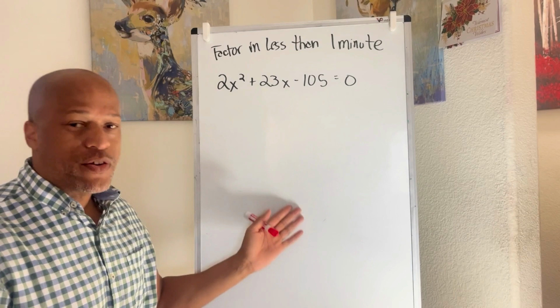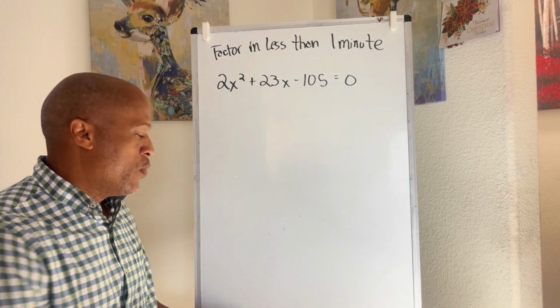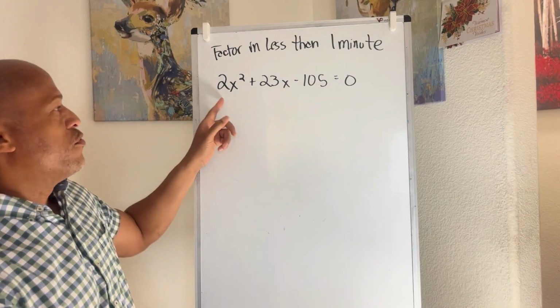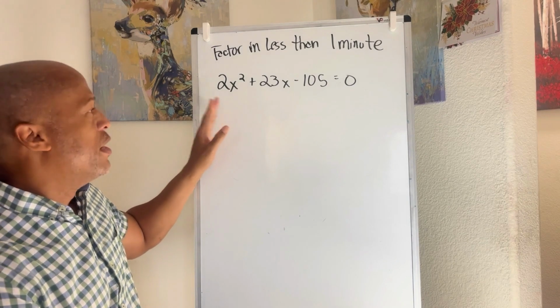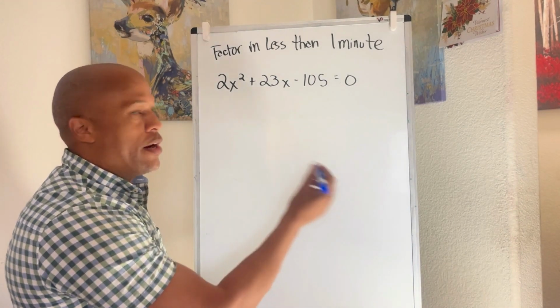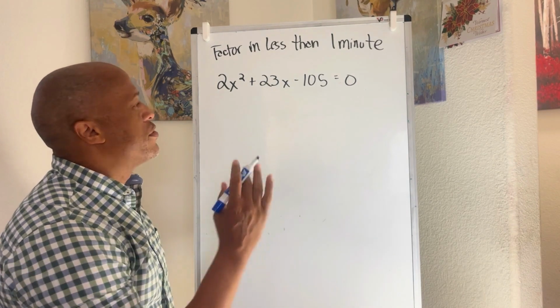How could I factor this in less than a minute? And it was amazing what I saw. So I'm just going to show you right away. I have a coefficient out in front of the x squared. That makes this a little bit difficult to factor. And usually we would just use trial and error to see what we would do. But there's a different way.